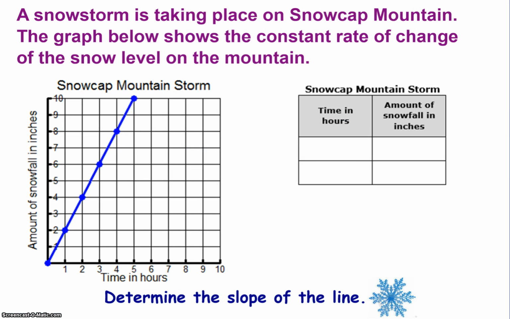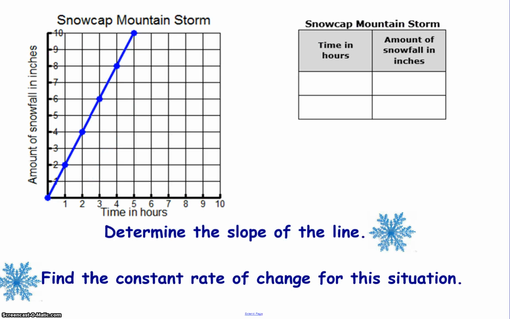It says a snowstorm is taking place on Snow-Capped Mountain. The graph below shows the constant rate of change of the snow level on the mountain. And it is asking us to determine the slope and to find the constant rate of change. Rate of change, you know, is change in y over change in x. And we can determine the slope of the line from the graph.